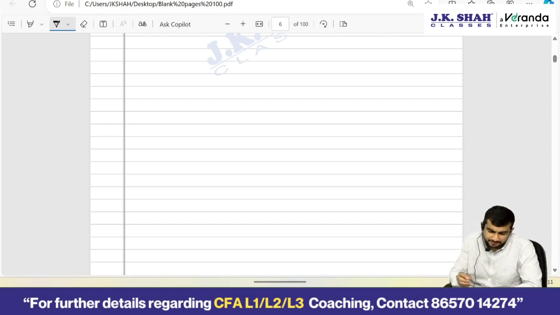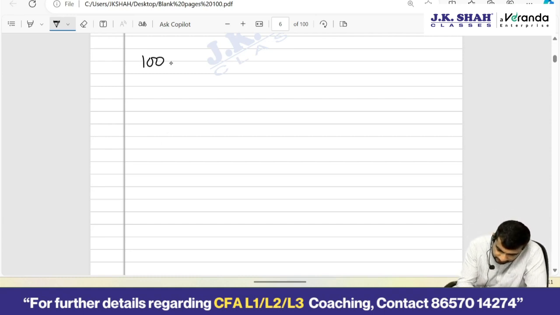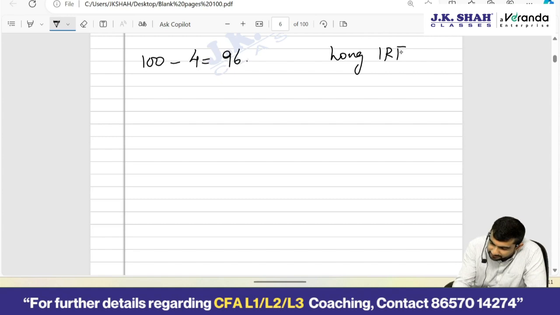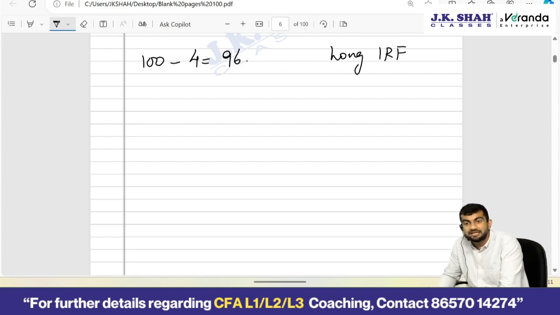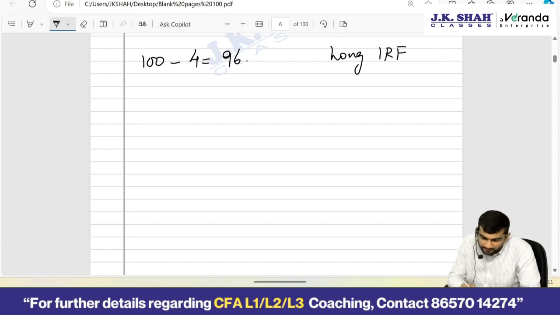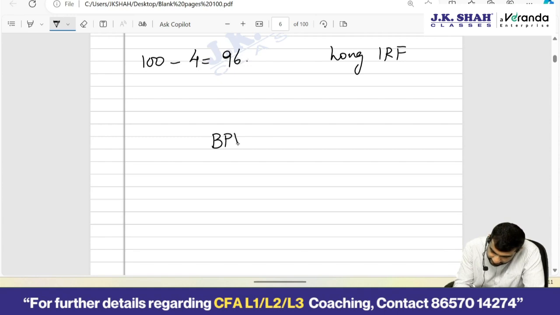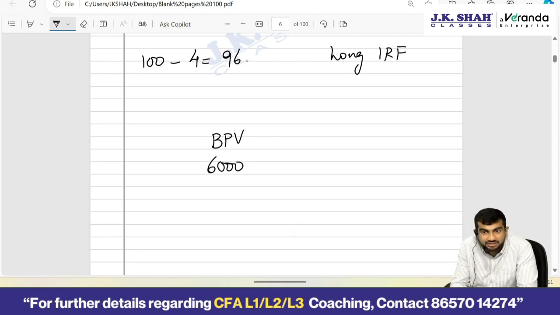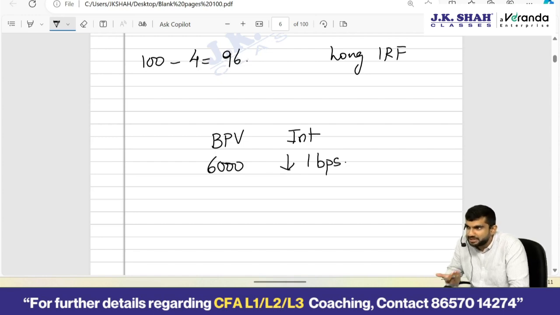So for example, I have gone long on interest rate futures. Means what is my view? My view is that interest rates would fall. Basis point value is, say for example, 6,000. So 6,000 will be the gain if interest rates go down by 1 basis point. As a long party, I want the rates to go down. If rates go down by 1 basis point, 6,000 is the gain.